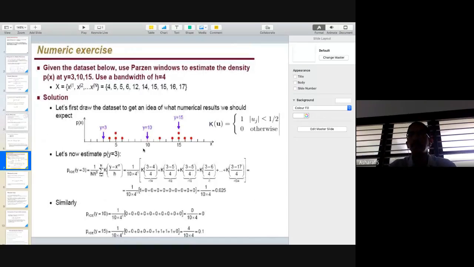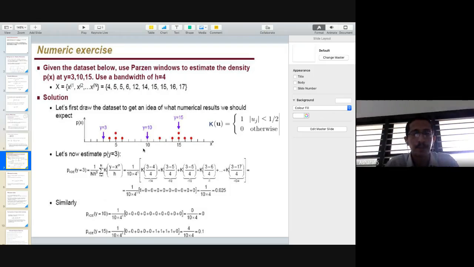Given the data set below, use Parzen windows to estimate the density p(x) at y equal to 3, 10, and 15. Use a bandwidth of h. The length of the Parzen window is called the bandwidth. So you've got points there, right? This is a pictorial representation: the data points are represented over the space, and I need to estimate the density at 3, 10, and 15. That's our agenda. I repeat, the use of the word density is not proper, because a point-wise estimate of a density would be a continuous distribution, but we're essentially talking about mass functions.